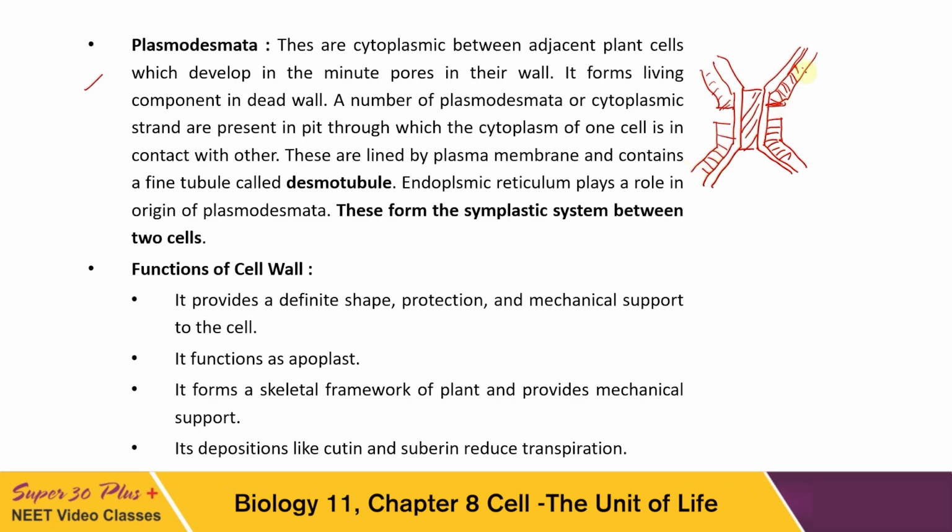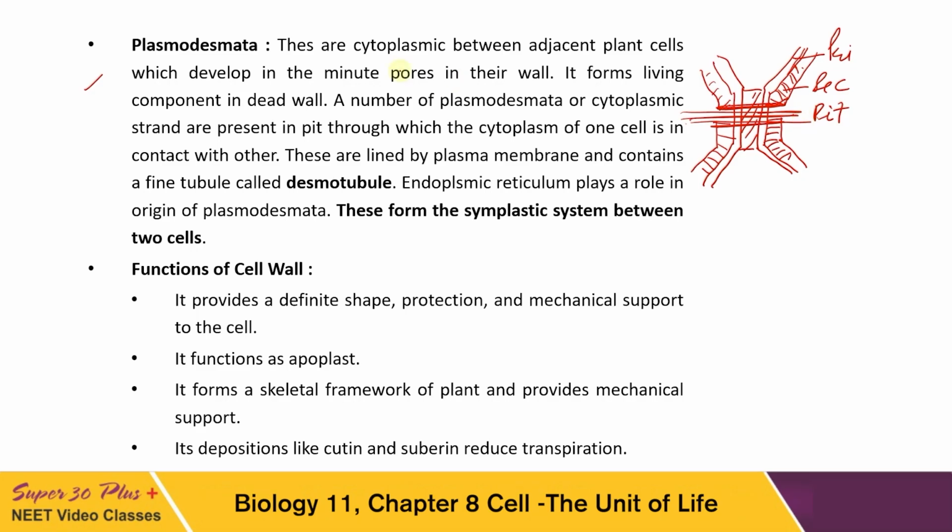What is this? That is the primary cell wall. This one is the secondary cell wall. So this area is called the pit, where the secondary cell wall is absent, and this pit is usually in front of the pit of the neighboring cell, and through these pits these cytoplasmic connections are there. These cytoplasmic connections are known as plasmodesmata.